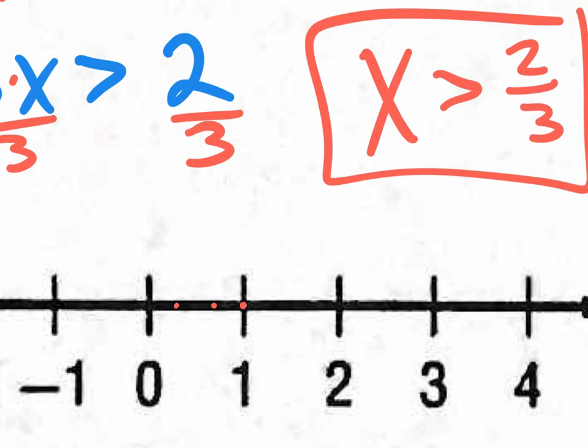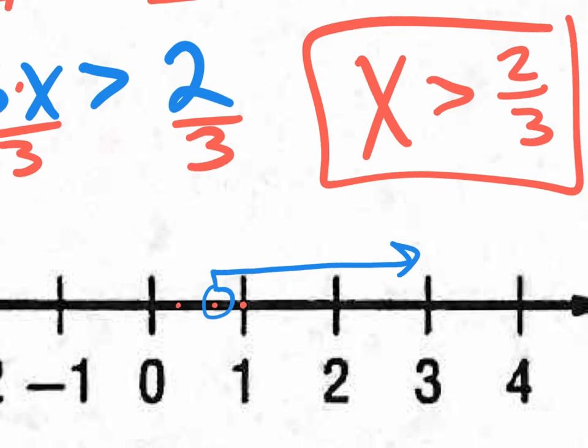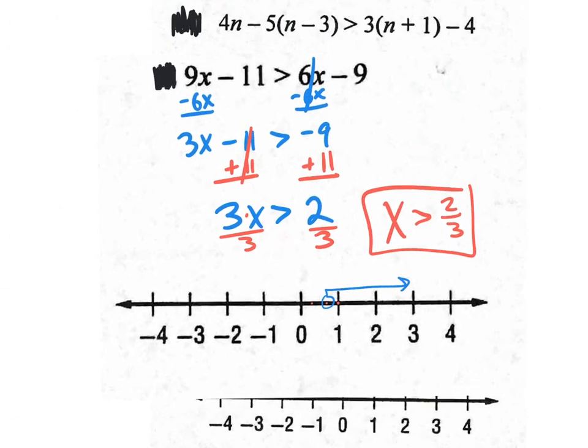Is it going to be an open dot or closed dot? Open dot at 2/3, okay? And is it going to the left or to the right? To the right. So it's not that bad. Should we try another?